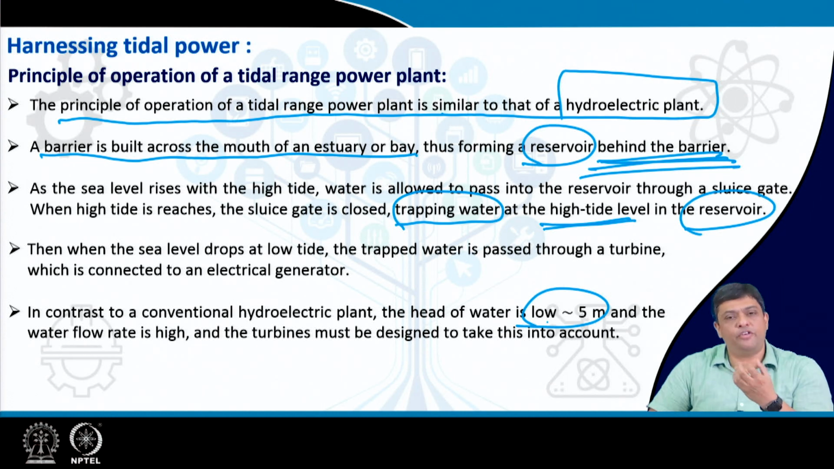Along with that, the flow of the water is high, and therefore what should be done? Because you have a low head height, the turbines must be so designed that they can use the flow rate more effectively than was critical in the hydroelectric plants. So, that is what you must remember, because the head in the tidal range power plants is much lower than in a hydroelectric plant, but the situation is similar.